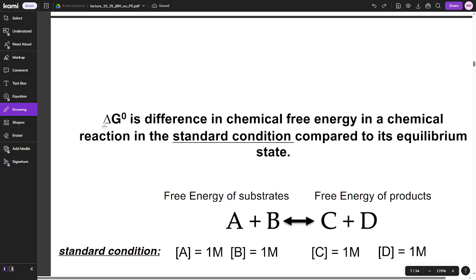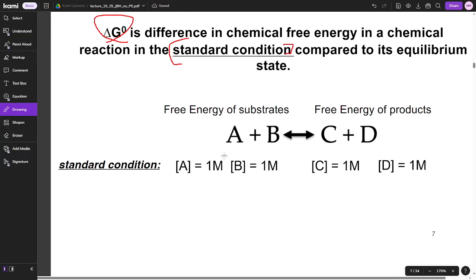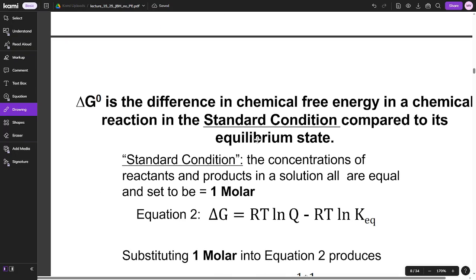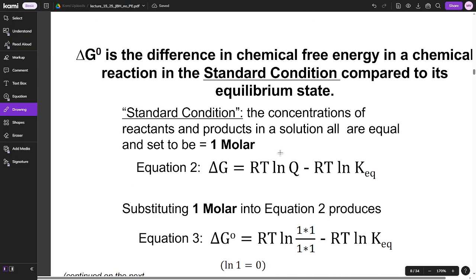So delta G naught is the difference in chemical free energy in the standard condition. So what is the standard condition? The standard condition is everything is 1 molar. The temperature is, I believe, 298 Kelvin or something like that, and the amount of water is 55 molar and pH 7. There should be a slide that shows you somewhere.